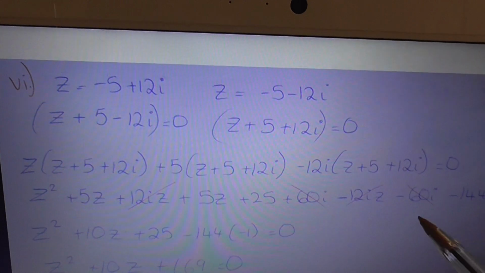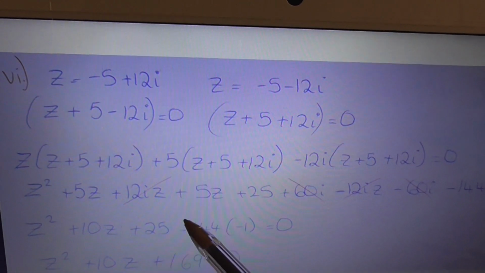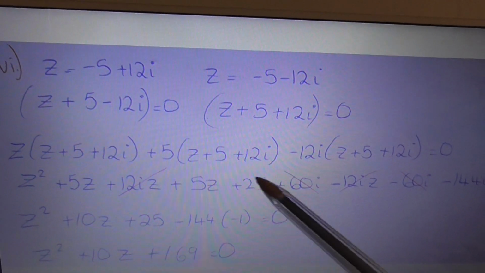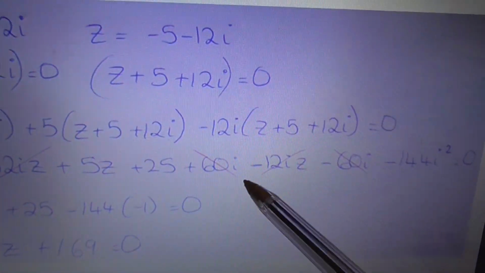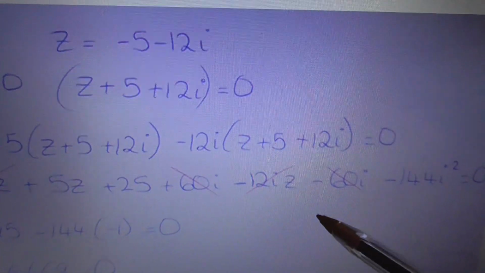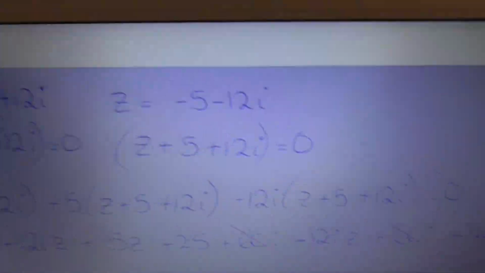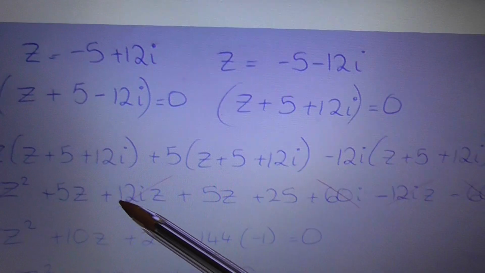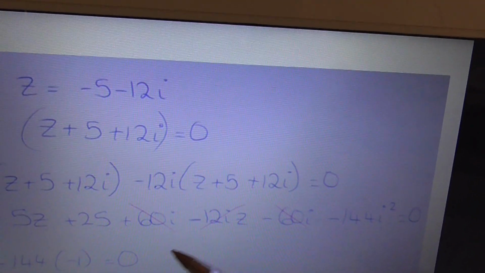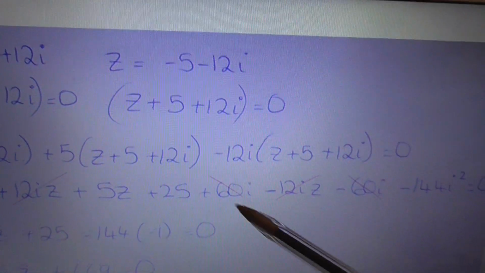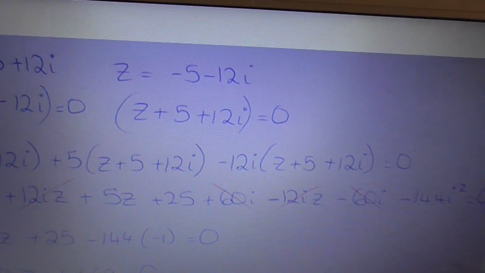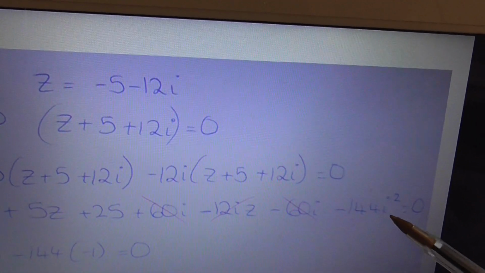So the next line then you should get z squared plus 5z plus 12iz plus 5z plus 25 plus 60i minus 12iz minus 60i minus 144i squared equal to 0. Again, look at what is cancelling. I've got a plus 12iz and a minus 12iz, so they're gone. I've got plus 60i and minus 60i, so they're gone. And remember, i squared is minus 1.